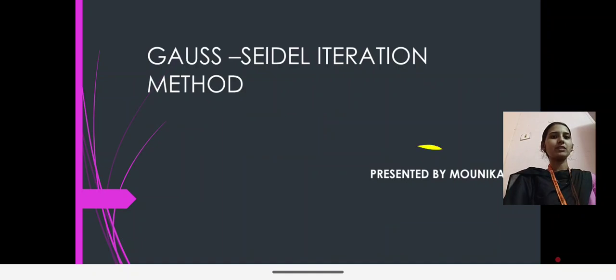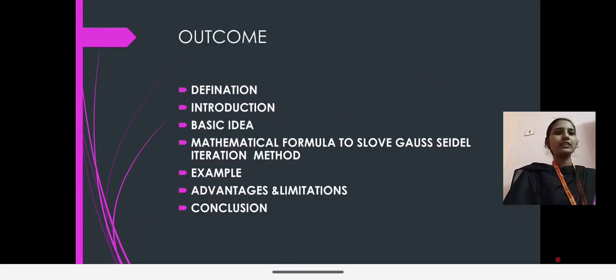Gauss Seidel iteration method. In this topic, we learn about the definition, introduction, basic idea, and mathematical formulas, how to solve the Gauss Seidel iteration, and we can see examples, advantages, limitations, and conclusion.